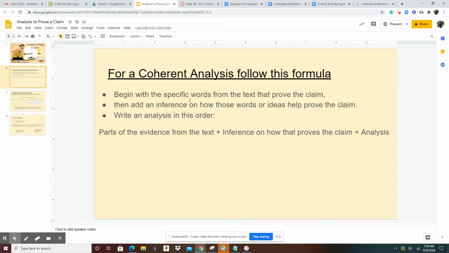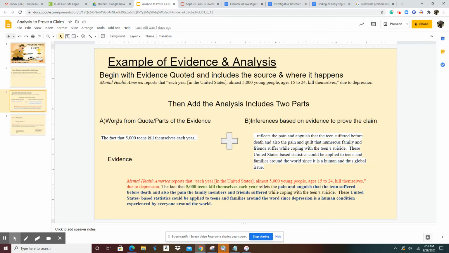You begin with the specific words from the text, from the quote that you have to prove the claim, add an inference on how those words help prove the claim, and write the analysis in this order. Parts of the text plus the inference that proves the claim equals an analysis. So words from the quote.